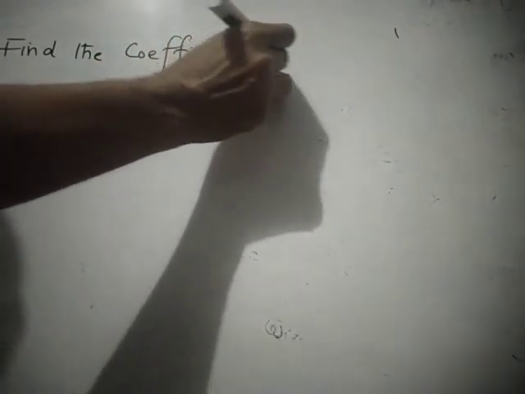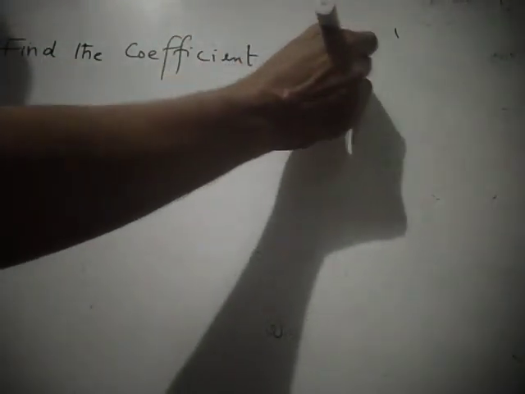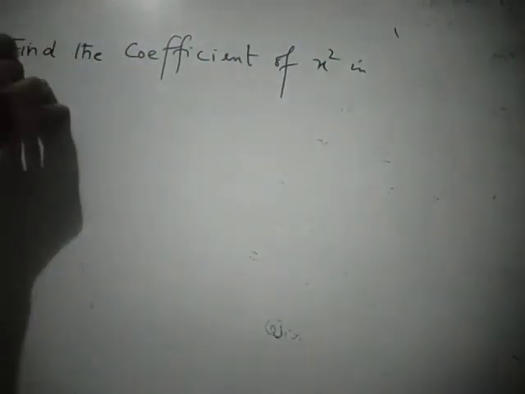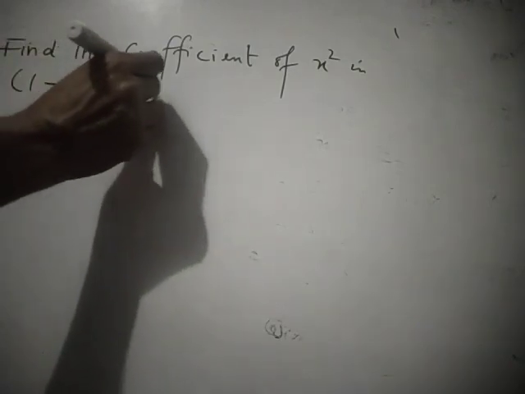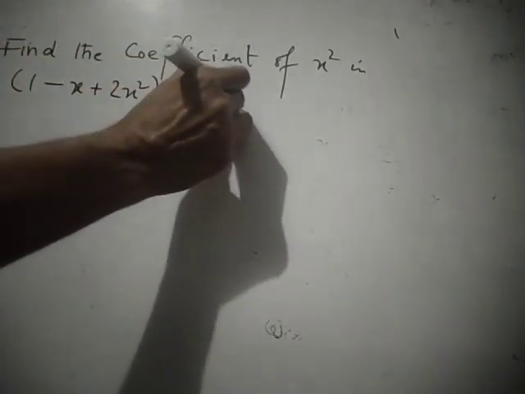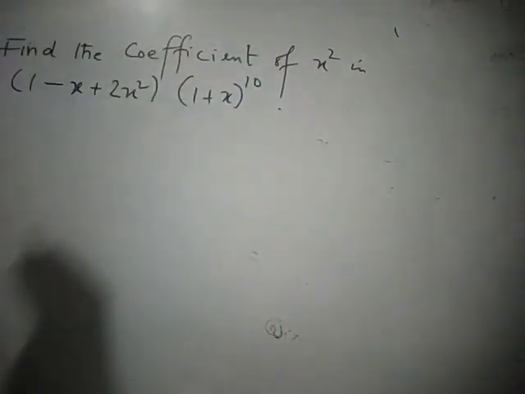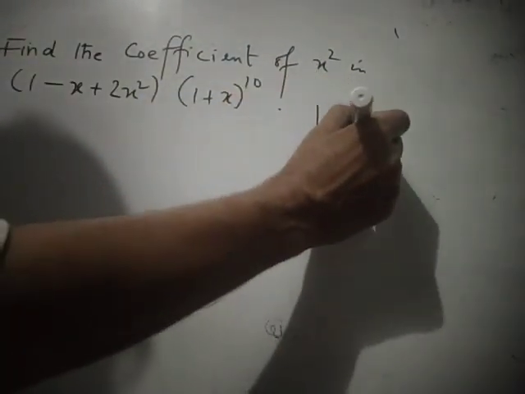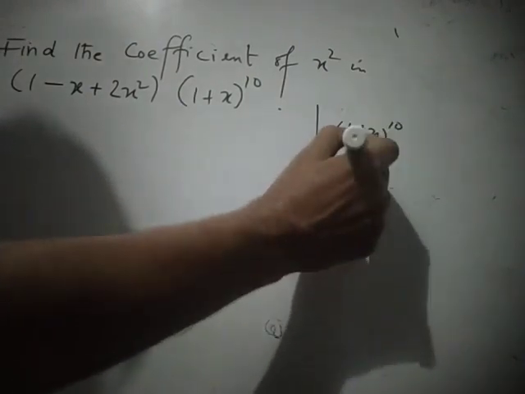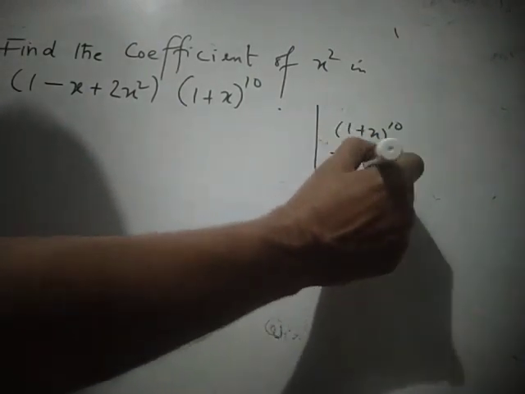Find the coefficient of x square in the expansion (1 minus x)(1 plus 2x square) into (1 plus x) whole to the power 10. In the previous case, when only (1 plus x) whole to the power 10 was given and we wanted x square, we know the coefficient of x square.